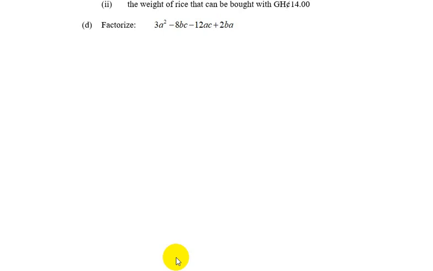Now we have 3a squared minus 8bc minus 12ac plus 2ba, and we are told to factorize. So we can see clearly that this one and this one, when I'm factorizing, I can't bring anything out, but this one and this, I can bring something out. So we will rearrange it to a way where we can factorize something from each of them. So we can also see clearly that if I bring this 3a squared closer to this 12ac, I can get something out, right? Then I bring this 8bc to this 2ba, I can get something out.